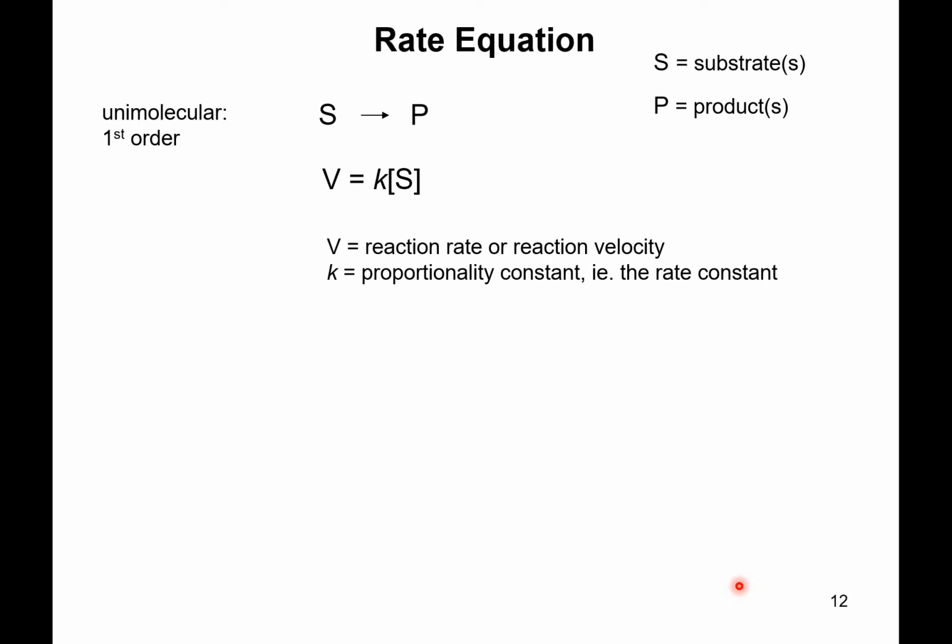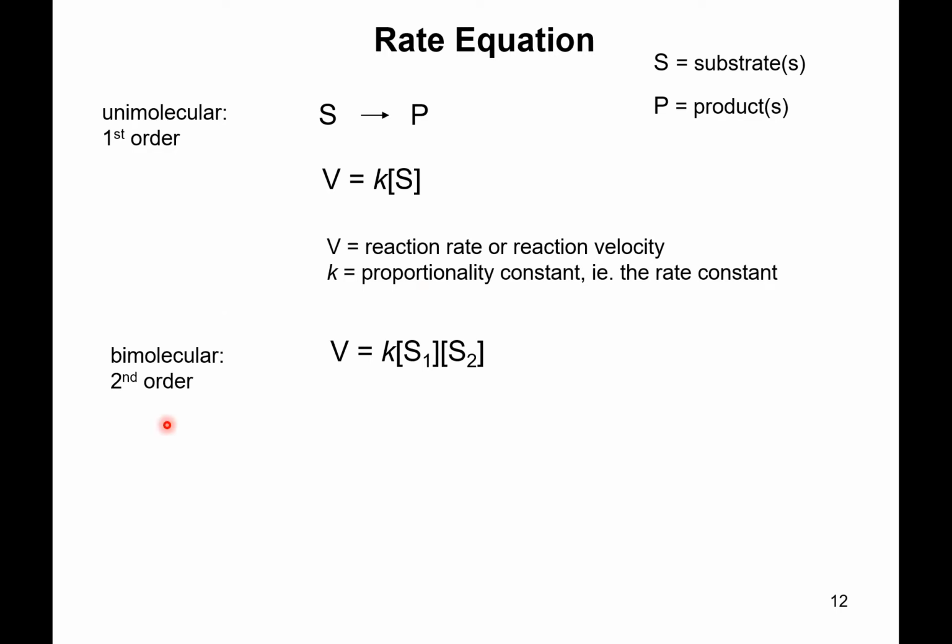Just a brief review of kinetics. If we have a very simple reaction, substrate going to product, we can talk about the velocity of that reaction, the rate of that reaction, symbolized by V. That's going to be equal to the rate constant, small k. Don't get that confused with the equilibrium constants that we also talk about that are capital K's. Okay, small k is a rate constant. So small k times the substrate concentration will give us the rate of this reaction. Okay, this is unimolecular or first order.